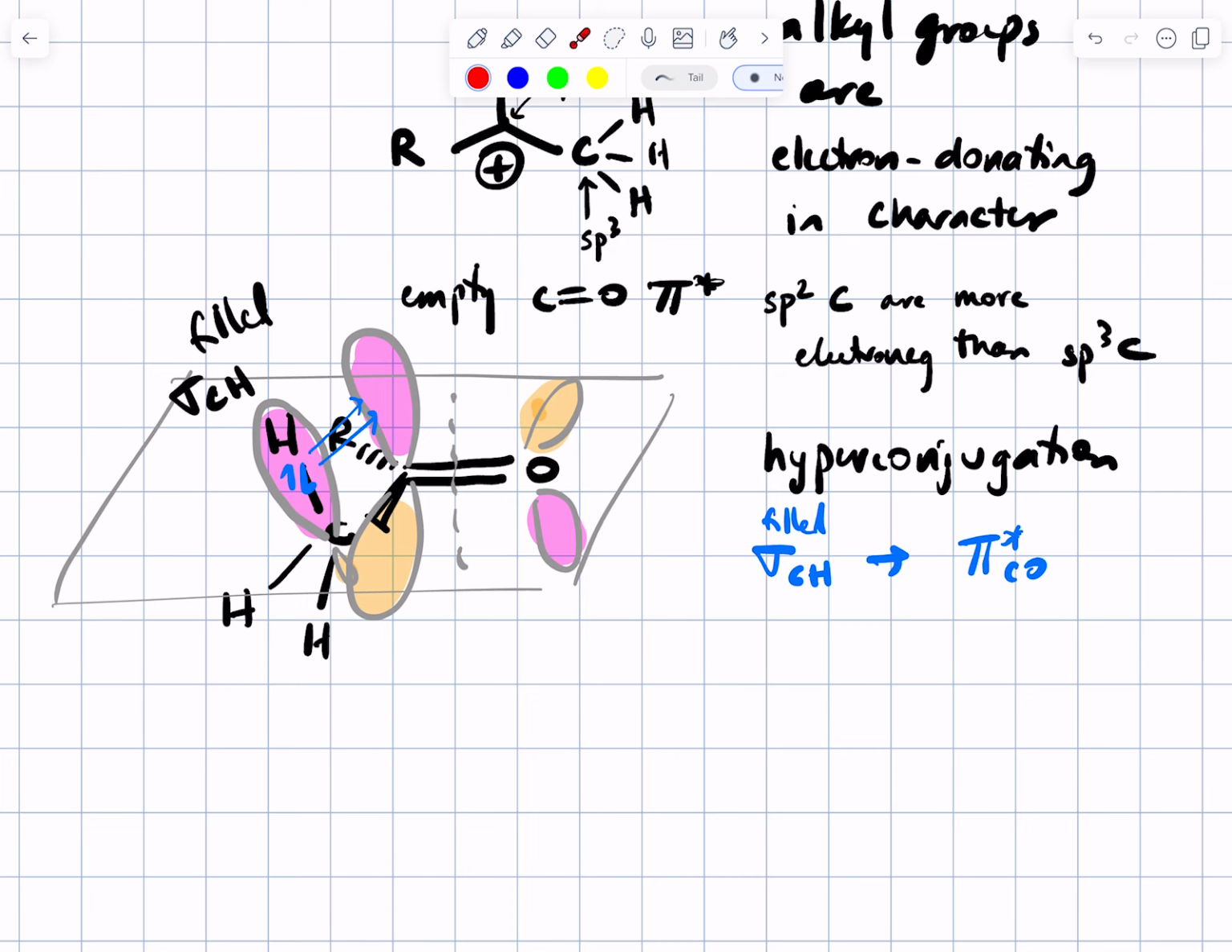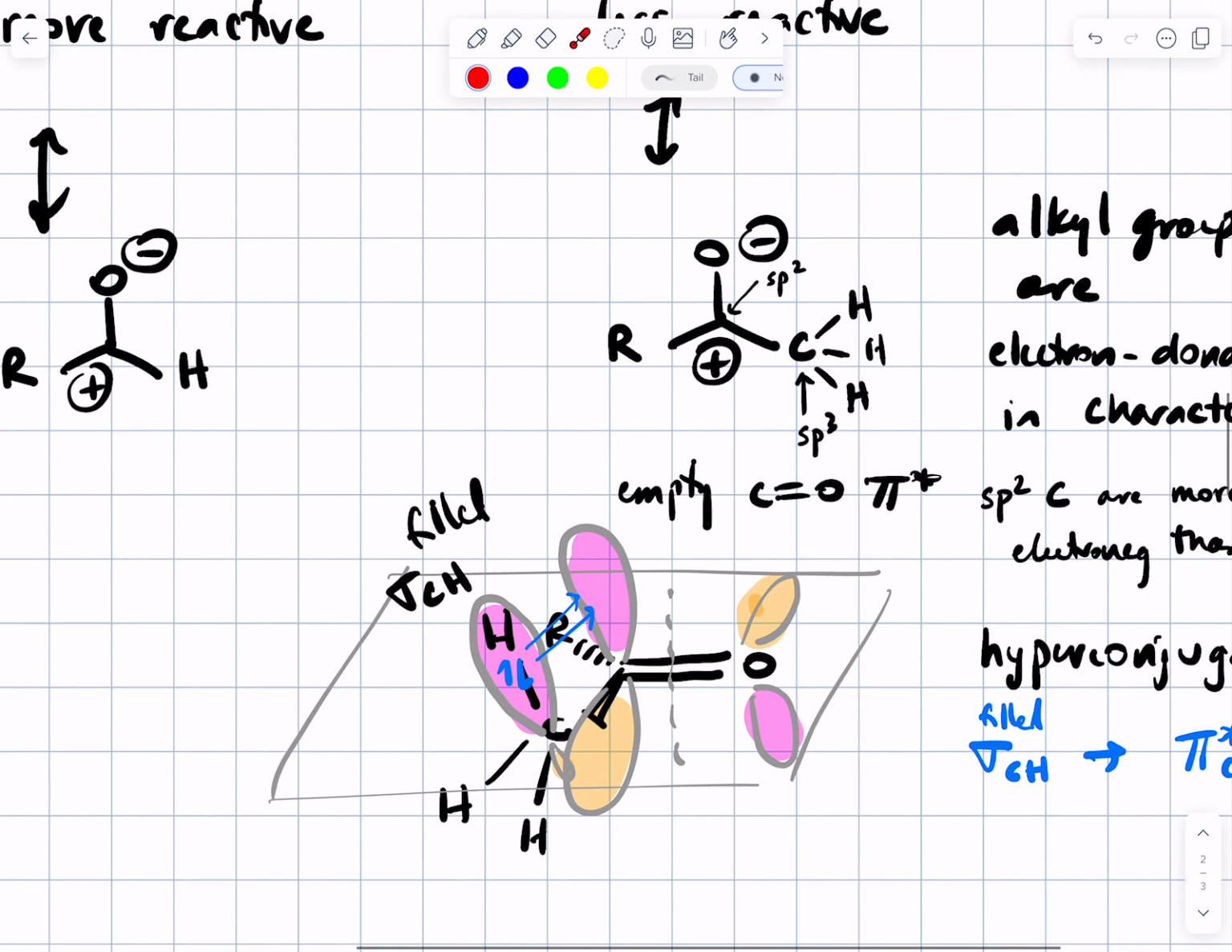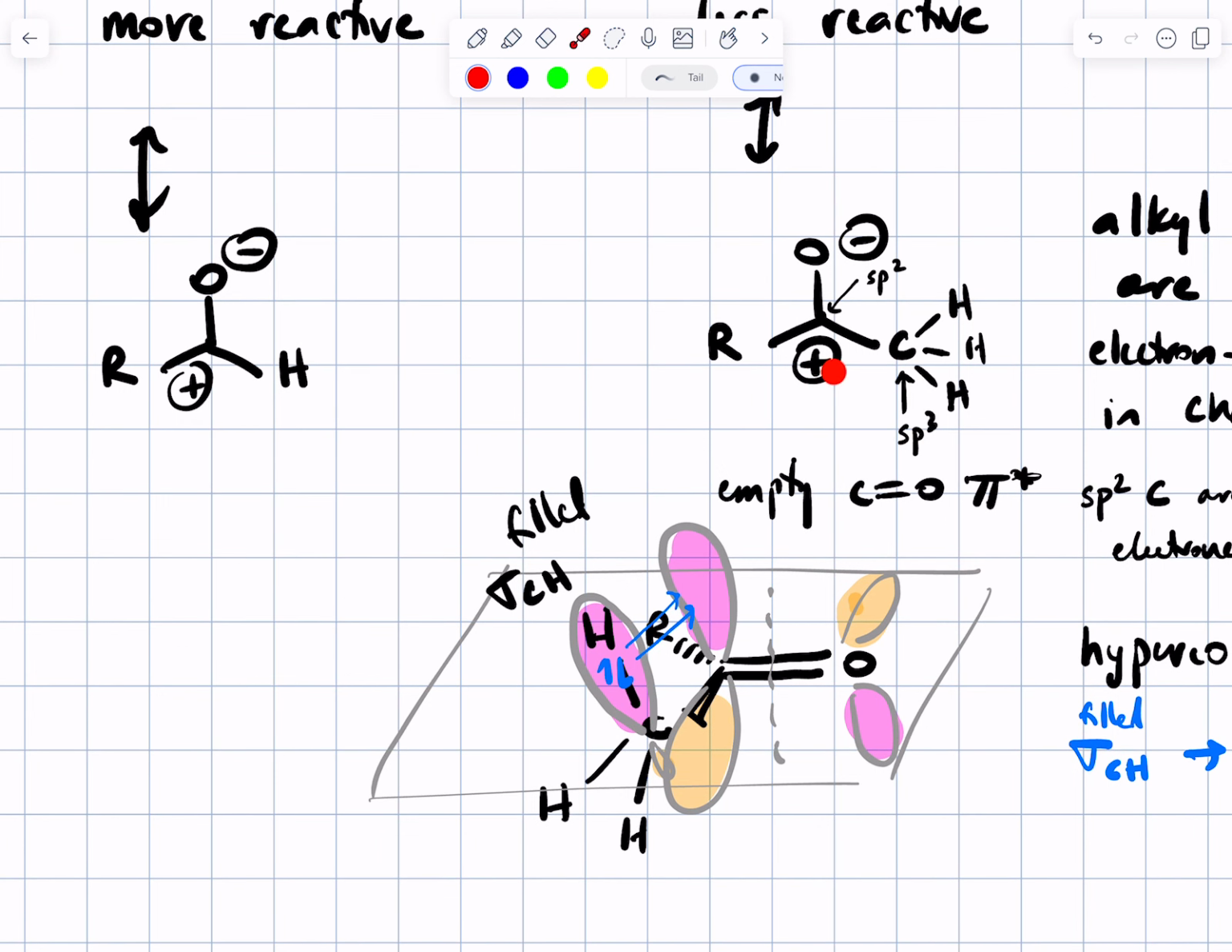Yes? So because they're electron donating in character, that's why they're less reactive? That's right. Things that donate electron density into the carbonyl carbon should make this positive charge less of a big deal and make it less attractive for a nucleophile to attack. So is that a general trend? The more electron donating things you have attached to the carbonyl carbon, the less reactive? Yes. Good. Others? Yeah.